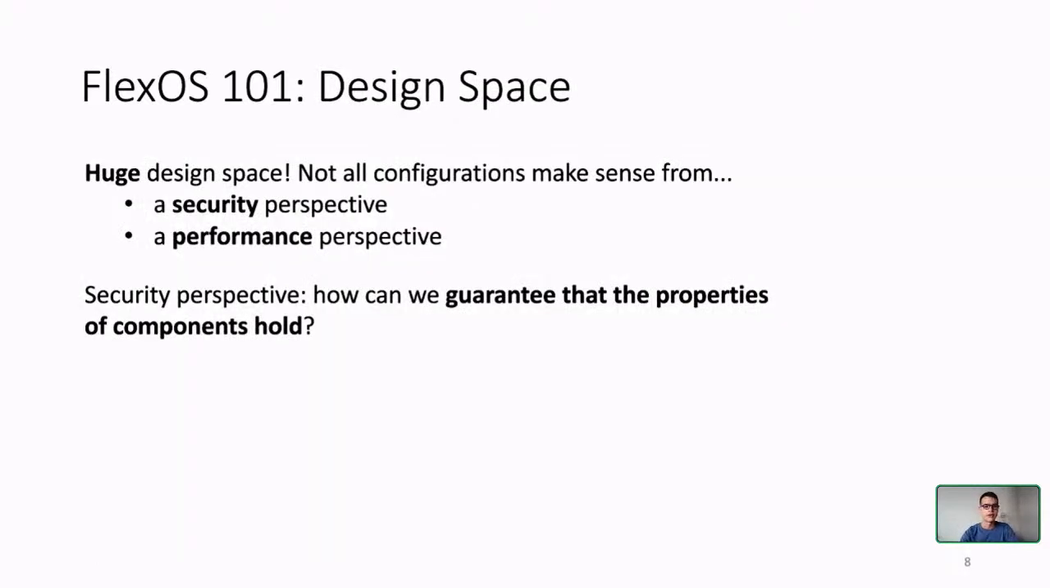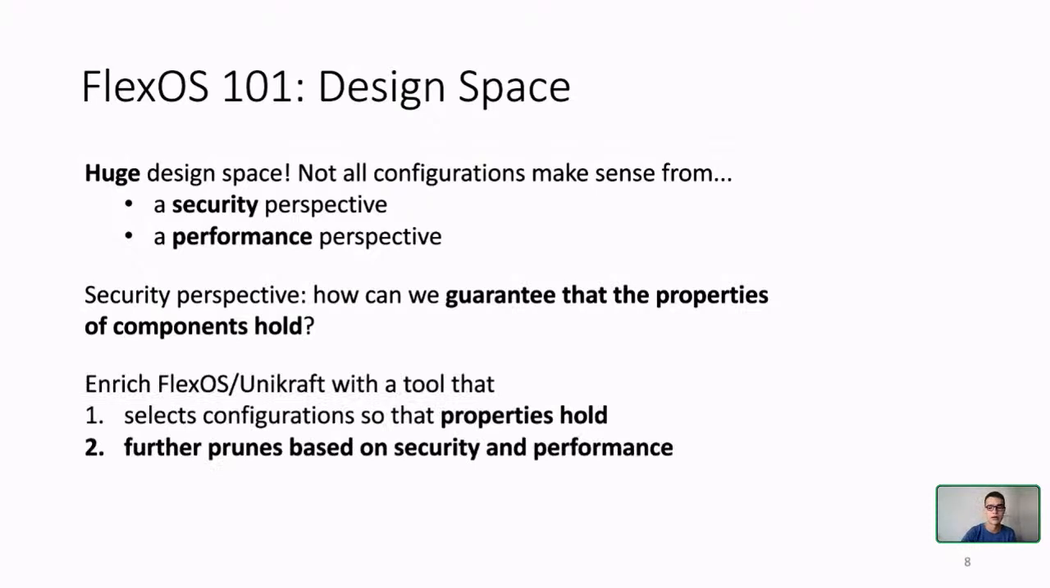Now, this approach allows for a pretty large design space. And as you can think, not all of these configurations make sense, be it from a security perspective or a performance perspective. Also, if we take a look at the security side of things, pretty interesting questions arise. For example, how can we guarantee that the properties of components hold? Clearly, if we just blindly compartmentalize, a lot of mistakes can be made. For example, if you put a plain C network stack together with a formally verified scheduler, you're going to lose the properties of your scheduler.